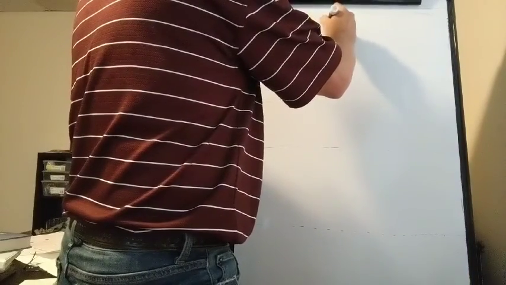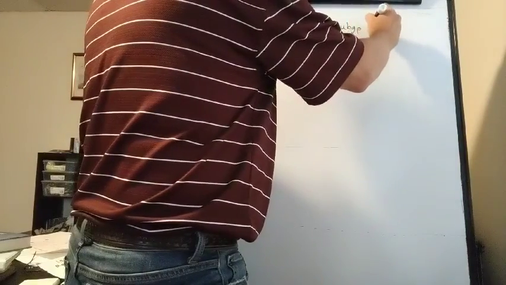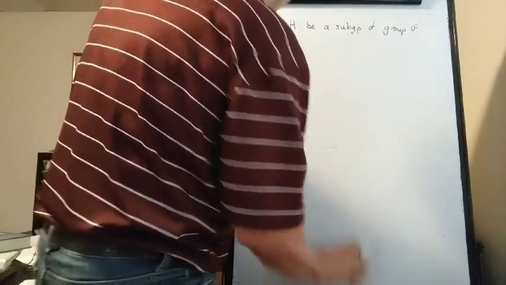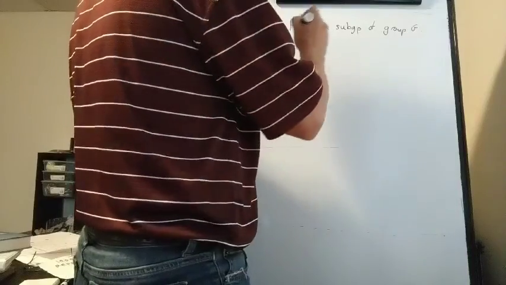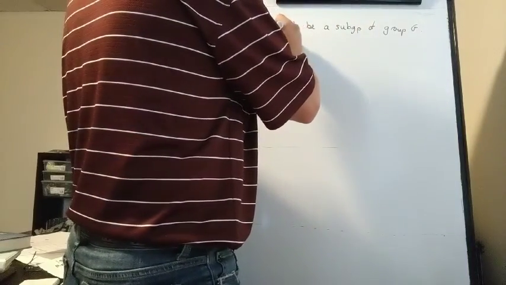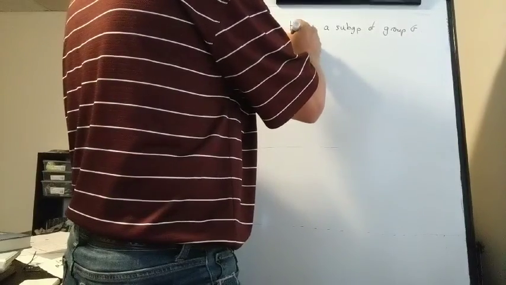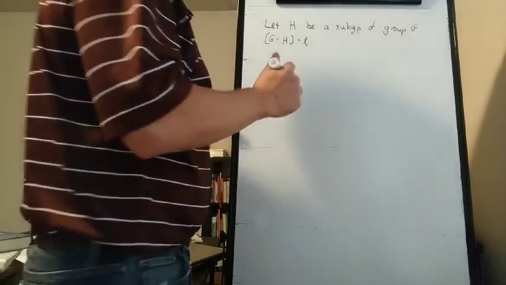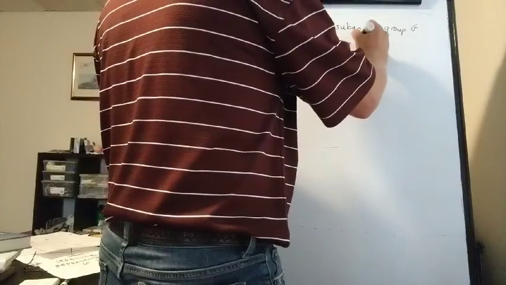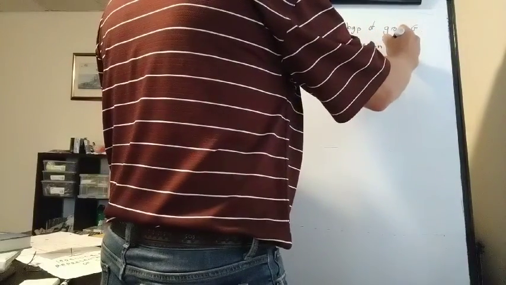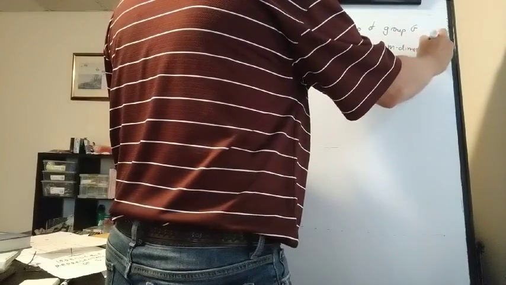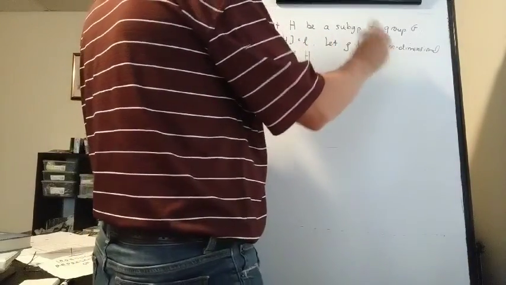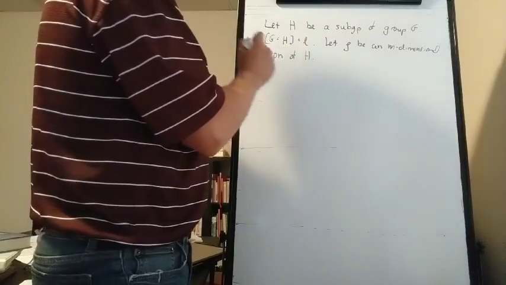So let's let H be a subgroup of a group G. And let's let rho be a representation of H. And let's say that H has index L in G. So there's L different cosets of H in G. So let's let rho be, let's say, an m-dimensional representation of H. So we use this to make m by m matrices for all the elements of H.